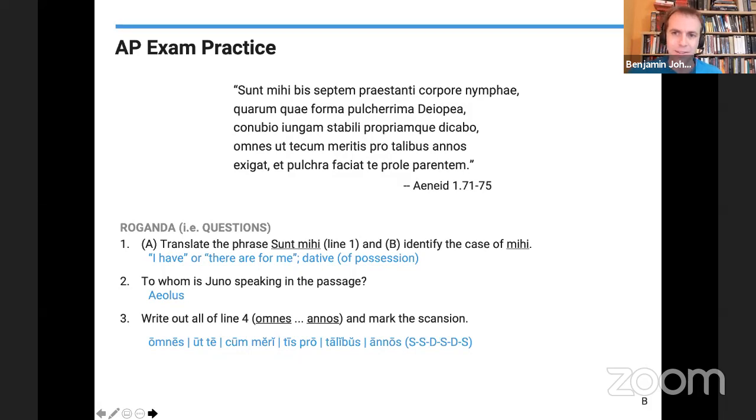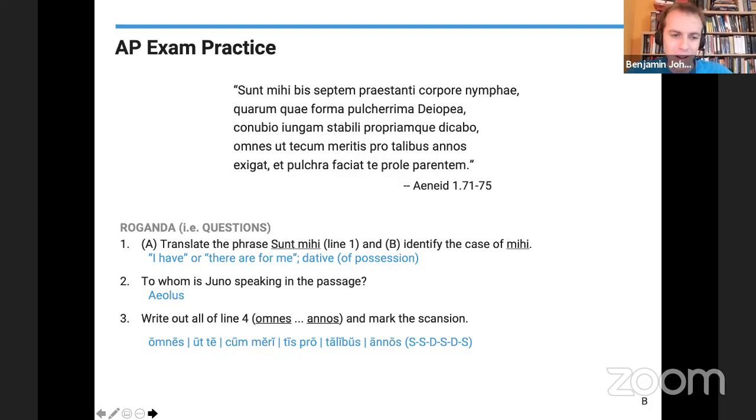You can also translate it literally. That's perfectly fine. There are, for me, 14 nymphs, but sometimes translating it a little bit more idiomatically, especially if there's a standard idiom in English, is better. To whom is Juno speaking in this passage? Aeolus. That's a little bit harder if you're doing this out of context, or you've done the entire AP syllabus and now you're in a testing situation.